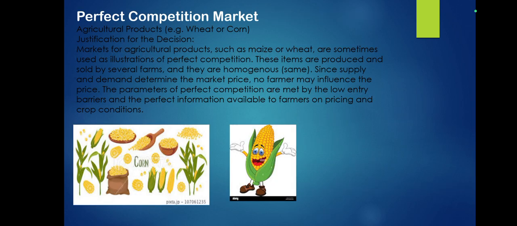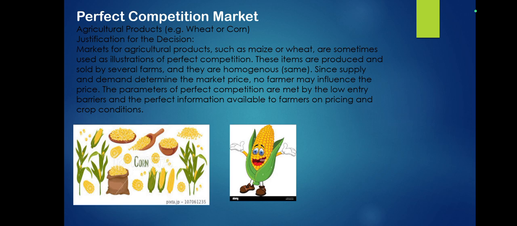Let's talk about the perfect competition market. So here I have chosen agriculture products, examples like wheat and corn. The main reason for me to choose this is because markets for agriculture products such as maize and wheat are sometimes used as illustrations of perfect competition. These items are produced and sold by several farms, and they are homogeneous. They are similar, almost similar.